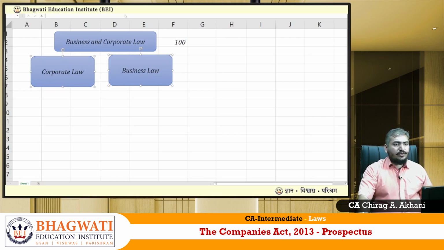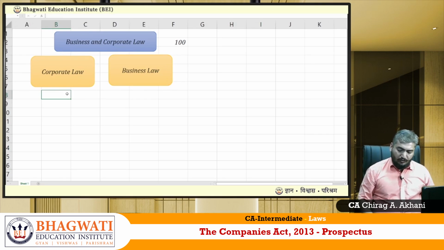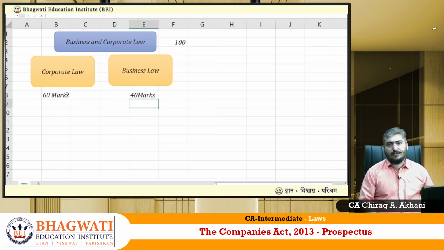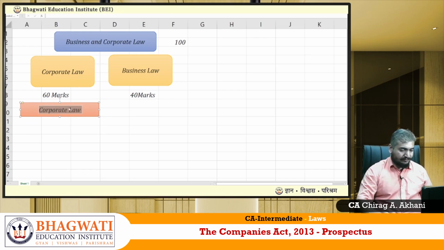Now, as far as the exam is concerned, out of these two, corporate law would be for 60 marks and business law would be for 40 marks. The question arises: what are we going to learn in corporate law and in business law? When I speak about corporate law, we are going to learn only one particular act, and I know you have guessed it: the Companies Act 2013.